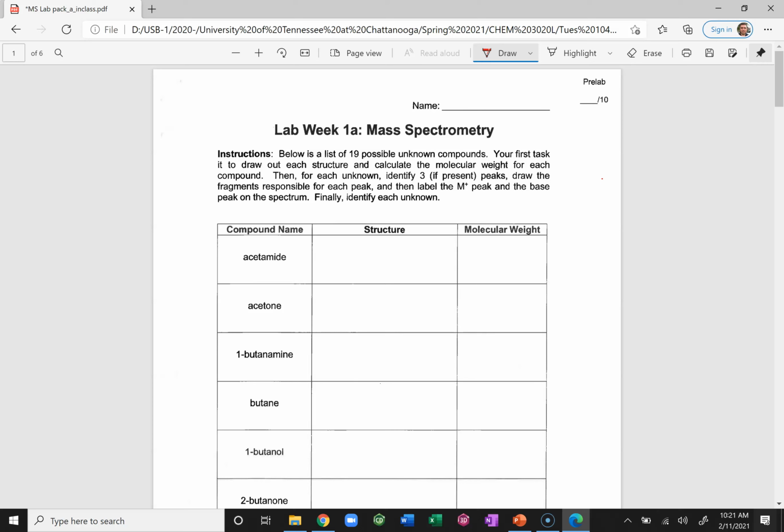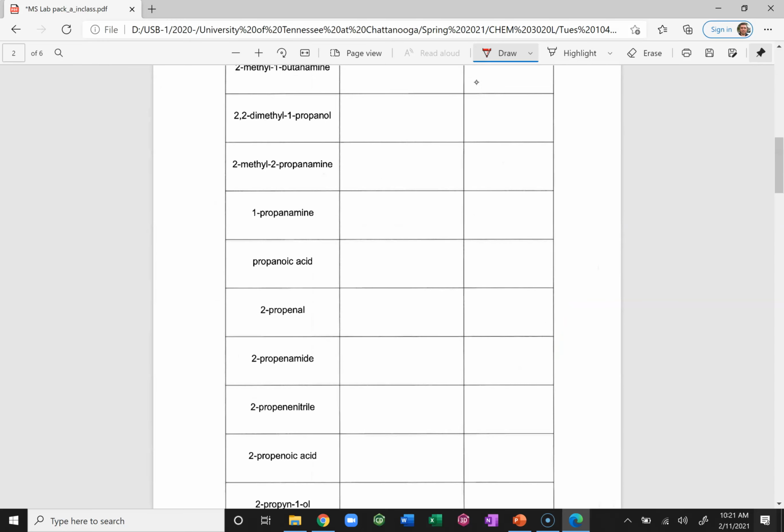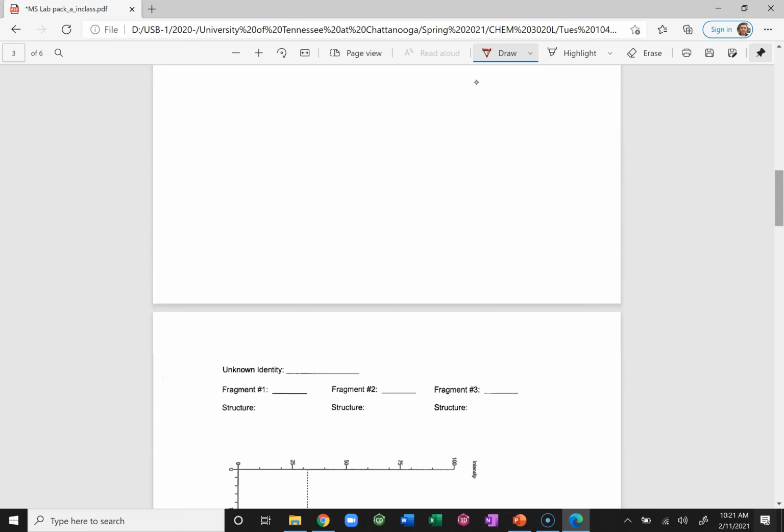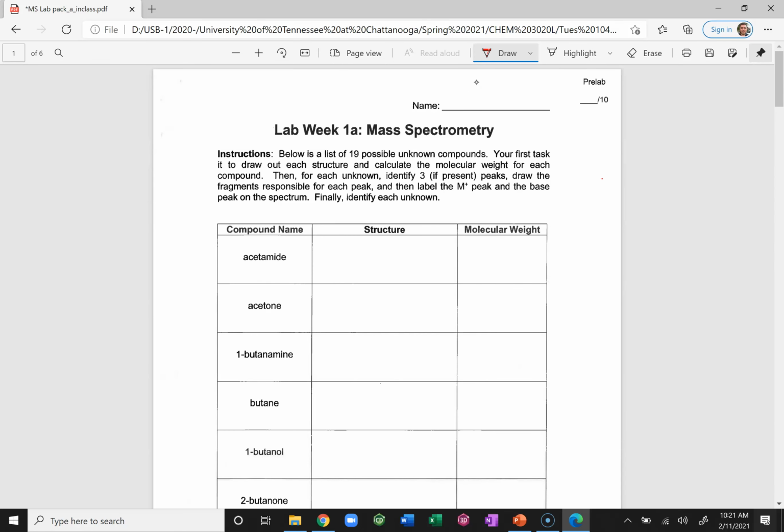That's awesome. All right. So all of your packets have these initial blank pages. So basically, the idea is that you fill this out. Let's do that real quick.